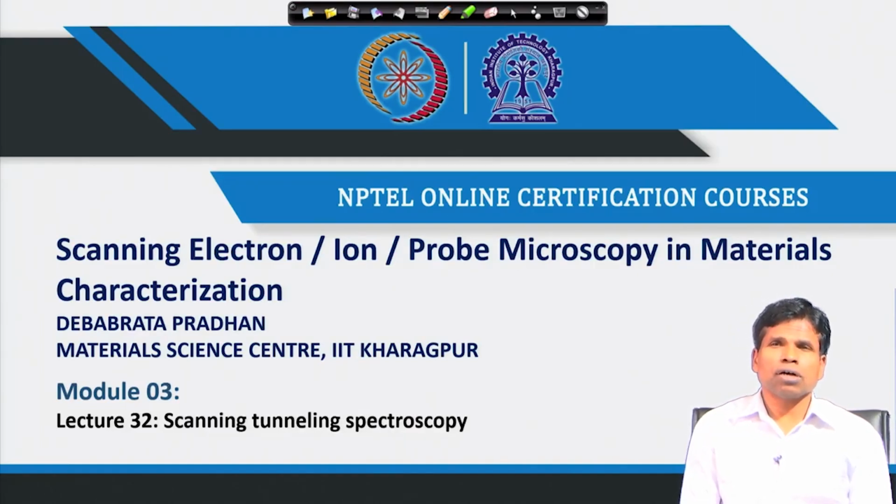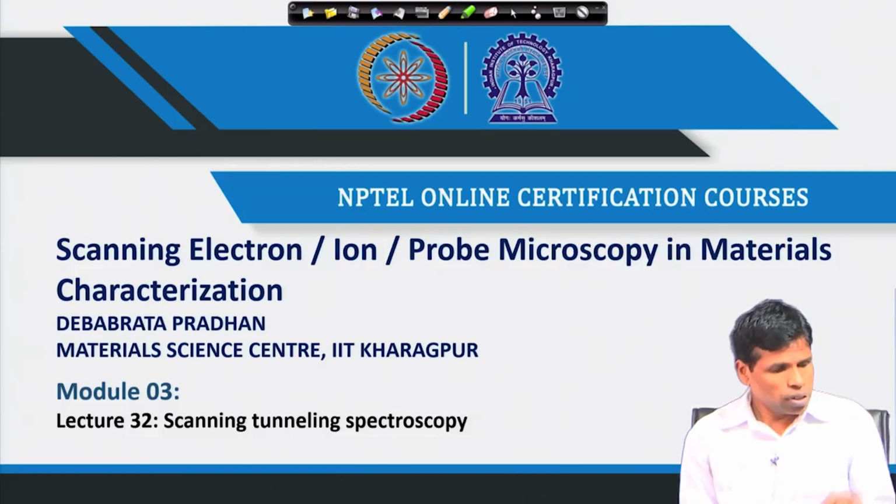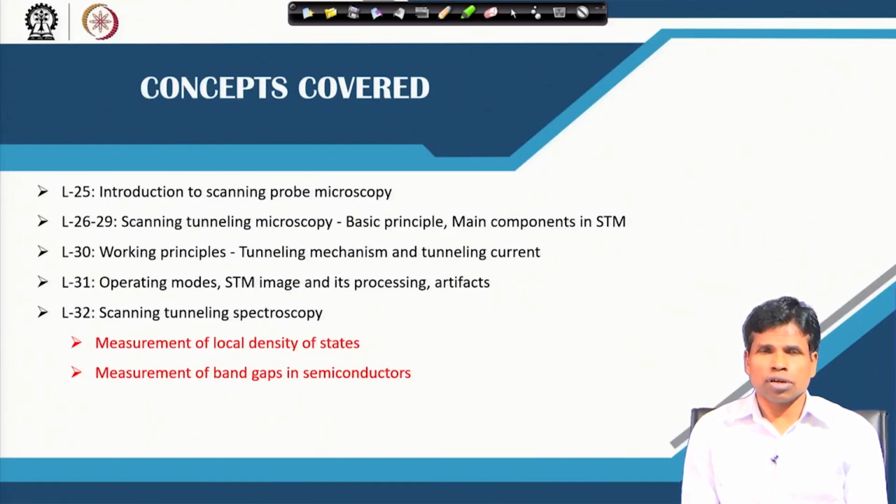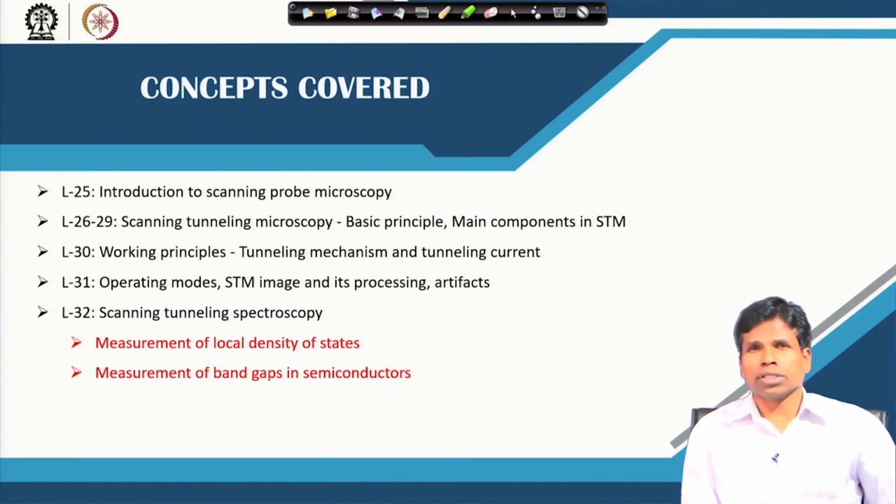The same machine, the same technique can be utilized for getting the electronic structure of the material, or further information about the material surface, particularly the surface. So, in today's lecture we will discuss how to measure the local density of states of the surface and also the band gap of the sample at the surface, including for nanomaterials.